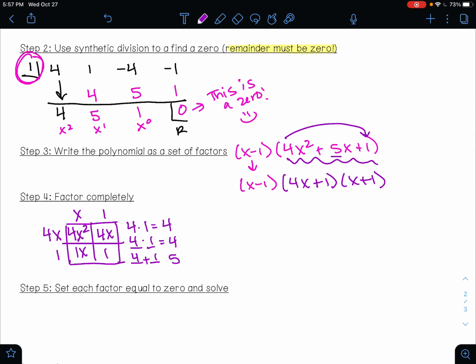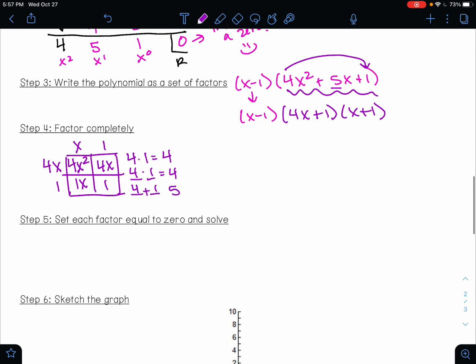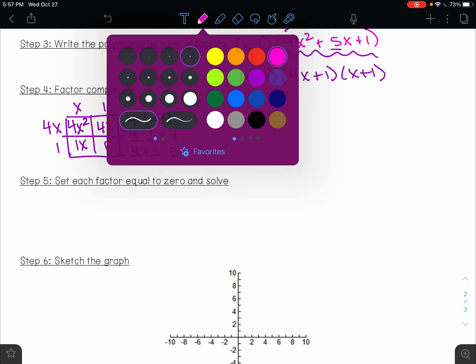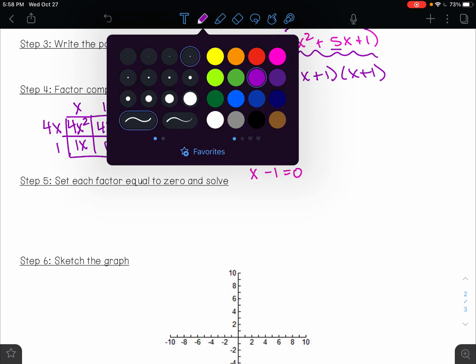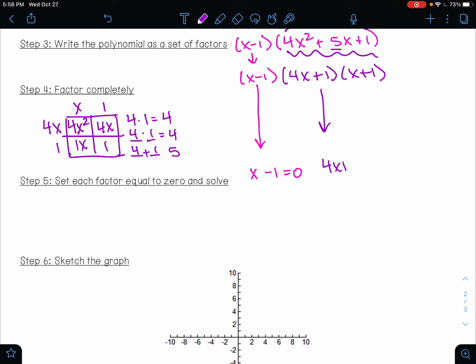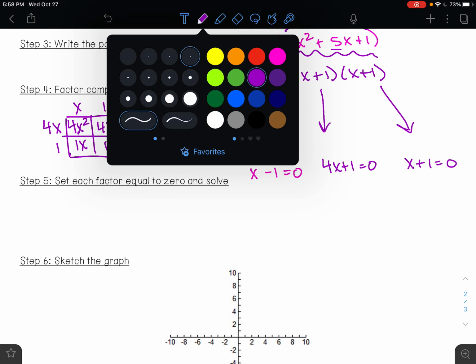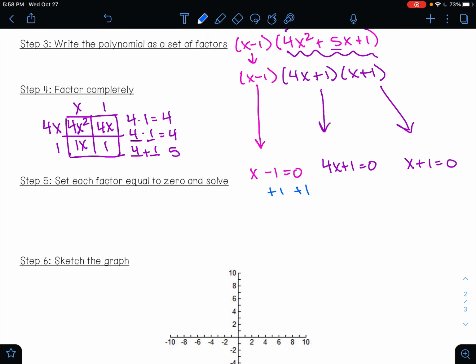Step 5 is to set each factor equal to 0 and solve. So this first factor is going to be x minus 1 equals 0. The second factor will give me 4x plus 1 equals 0. And this last factor will give me x plus 1 equals 0. To solve this first one, I'll add 1 to both sides and get x equals 1. For the second one, I'm going to subtract 1 on both sides and get 4x equals negative 1. Divide both sides by 4 and get x equals negative 1/4. And over here, I'm going to add 1 to both sides to get x equals positive 1.